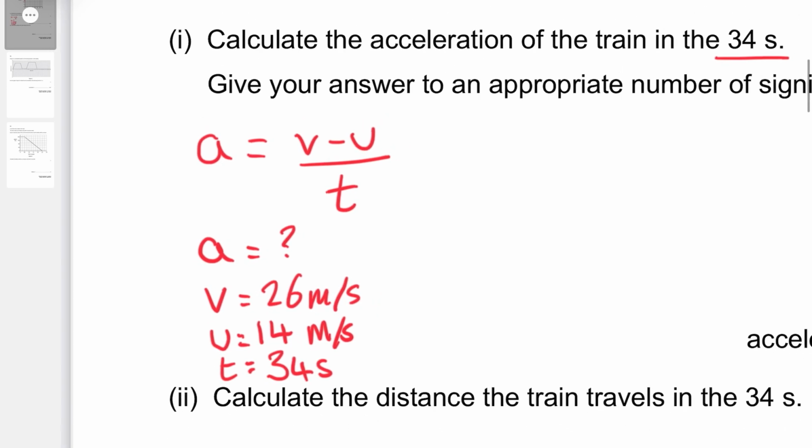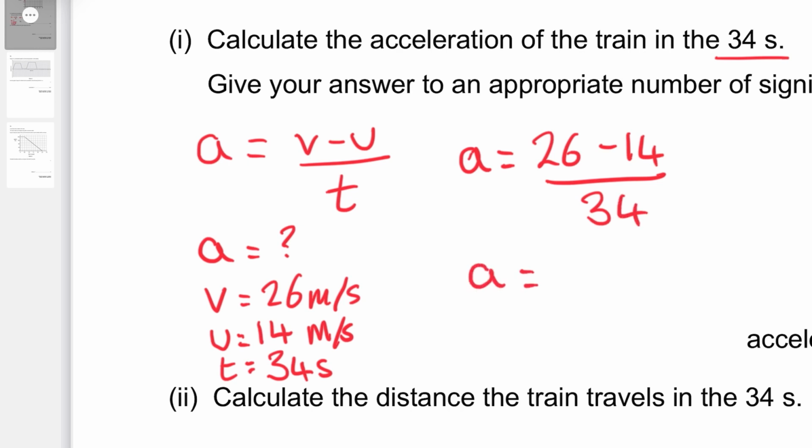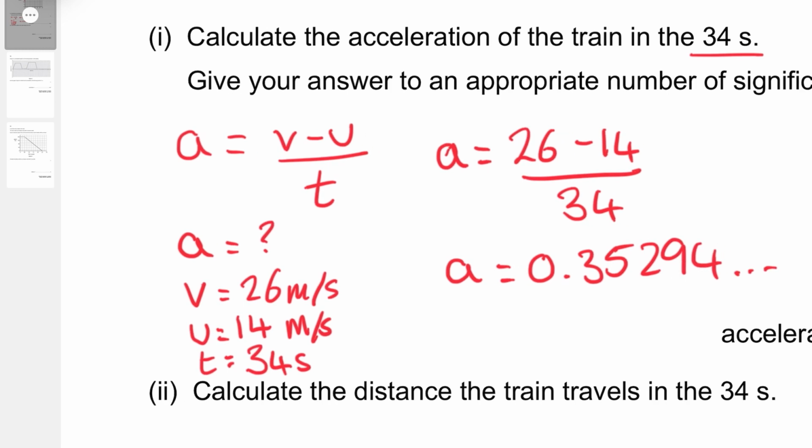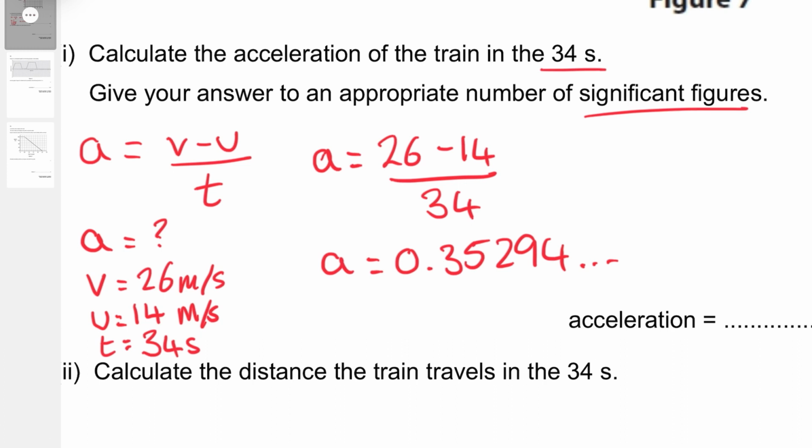And now we can put those into our equation. So remember, we've got our formula, find our variables, and now we're doing substitution. So a equals 26 minus 14 divided by 34. And a equals, if we do that on the calculator, 26 minus 14 divided by 34 equals 0.35294 onwards.